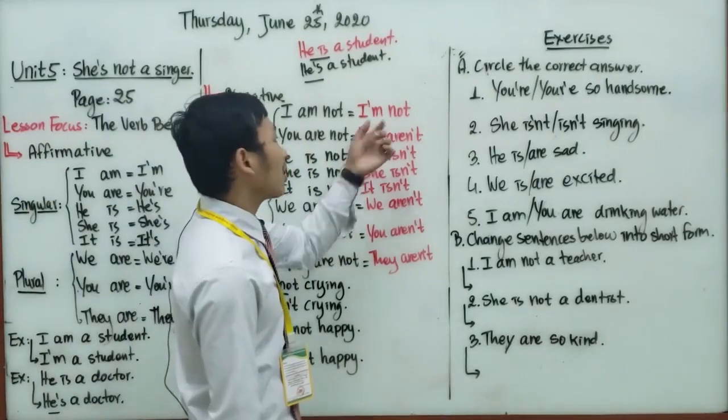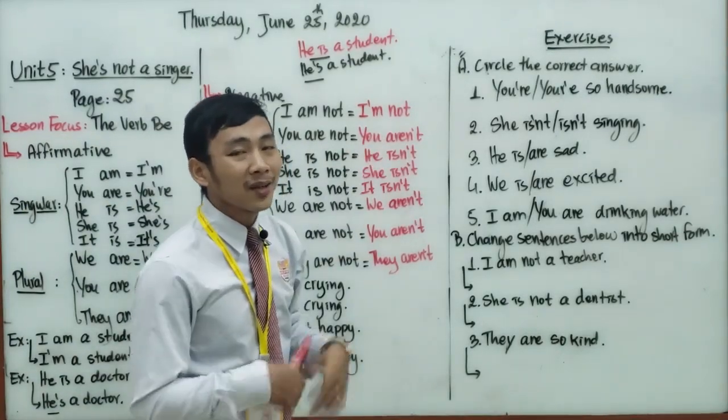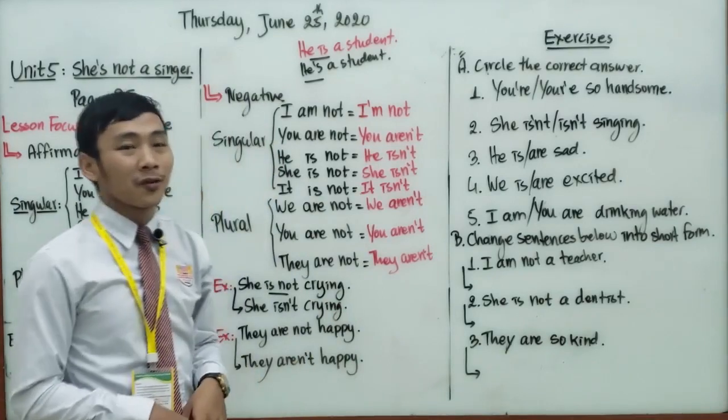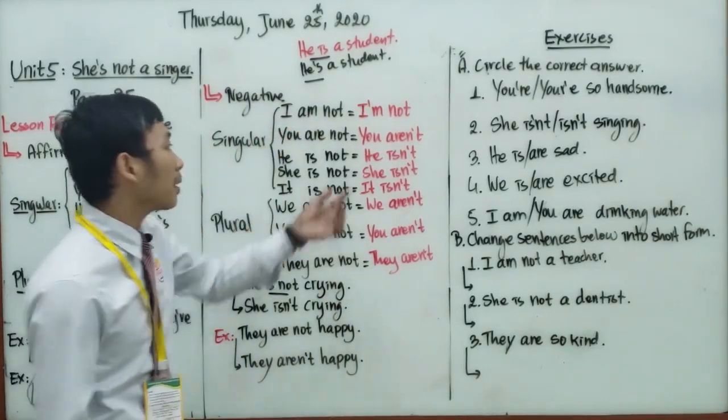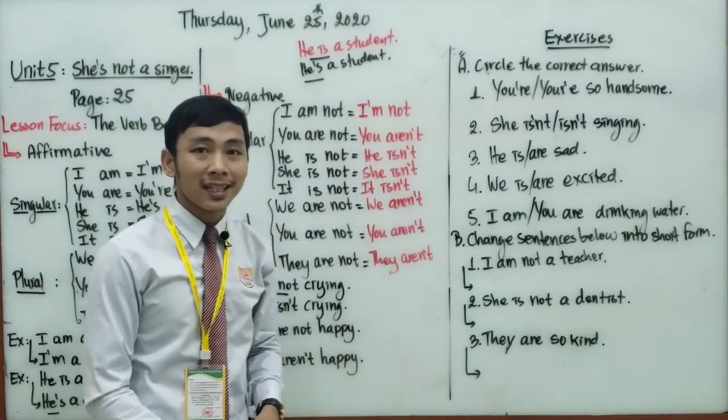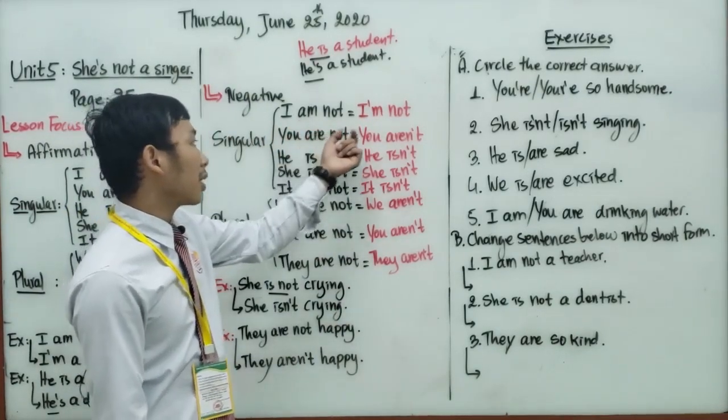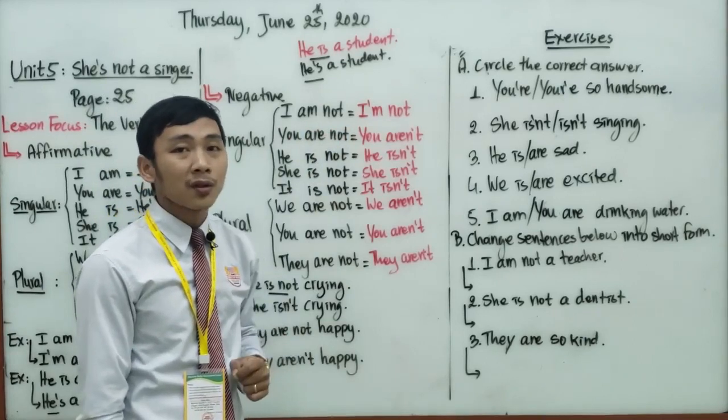Okay? Good. But in this one, it also has a short form. How can you write it into a short form? Everyone, look at this one. I am not. You can write it into a short form. I'm not. Okay? You can write it into a short form: I'm not. So this one you need to remember.